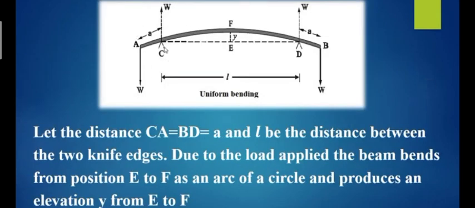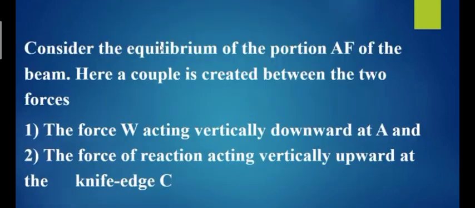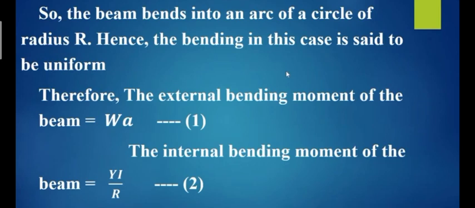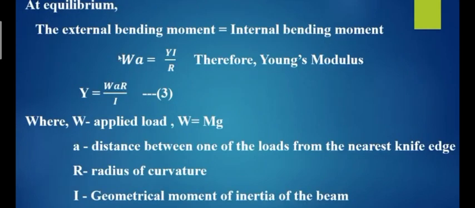Therefore, the internal bending moment is equal to the external bending moment due to the force applied. The external bending moment we can write as Wa. The internal bending moment of the beam we can write as YI by R. Take these as equations 1 and 2. For the equilibrium position, these two equations will be equal. So we can write Wa is equal to YI by R. Therefore, the Young's modulus Y we can write as WaR by I.